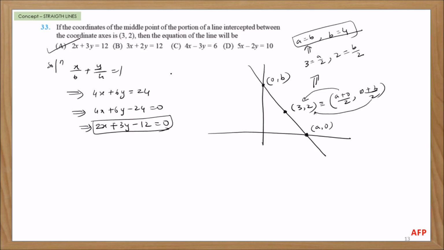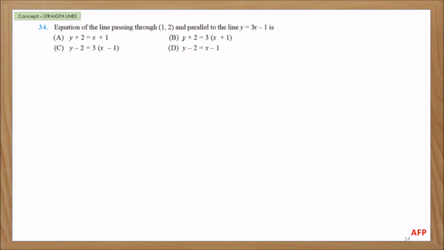A option. Next one, equation of a line passing through this point and parallel to this line. Very simple and simplified concept we are having. The slope of this line is m. For a parallel line the slope will be the same, and it is passing through this point. So y minus 2 equals 1 into x minus 1. So this is the concept, here it is 3, option C, correct answer.